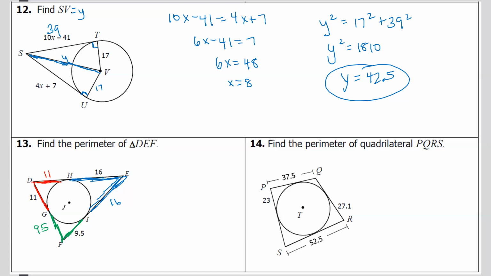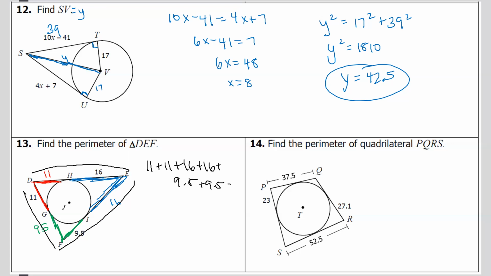So to find the perimeter of the whole triangle, I'm going to add all of the lengths of the sides of that triangle together. 11 plus 11 plus 16 plus 16 plus 9.5 plus 9.5. Maybe you found a shorter way to add these together. Either way, you should get the perimeter is 73.